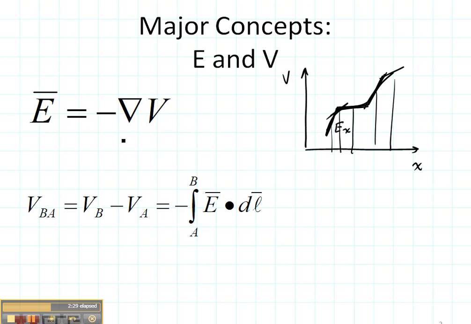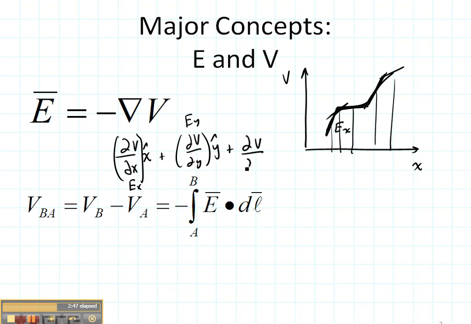The gradient of the potential, remember, gives us the derivative of the potential in the x direction. This right here is the Ex term, plus the derivative of the potential in the y direction, and that gives us the Ey term, plus the derivative of the potential in the z direction, and that gives us the Ez term. Put a minus sign in front of every one of these, and you'll have the right vector format.